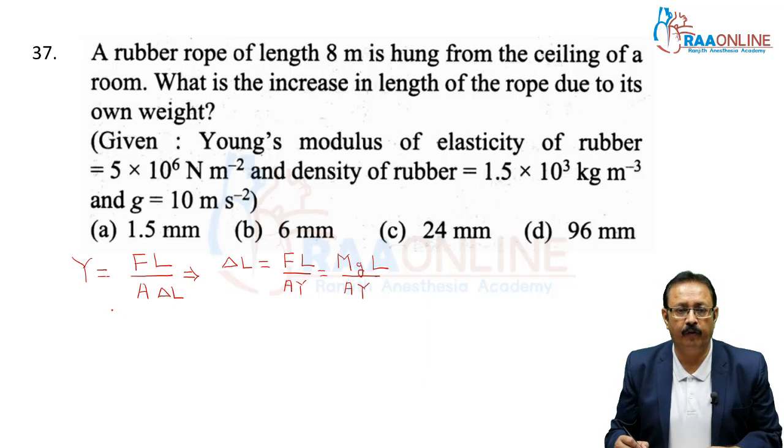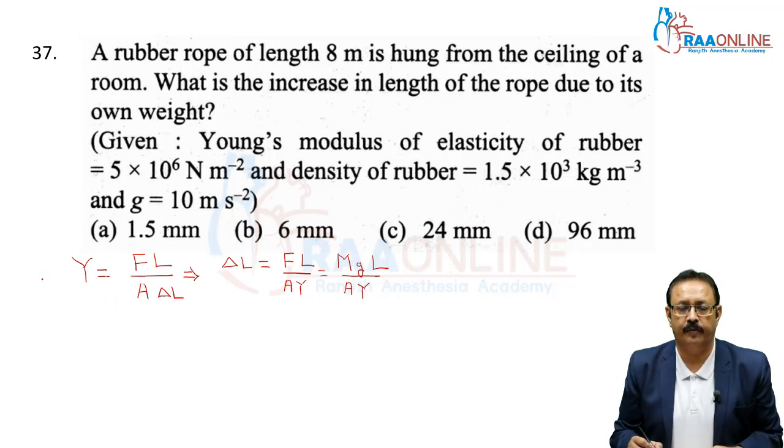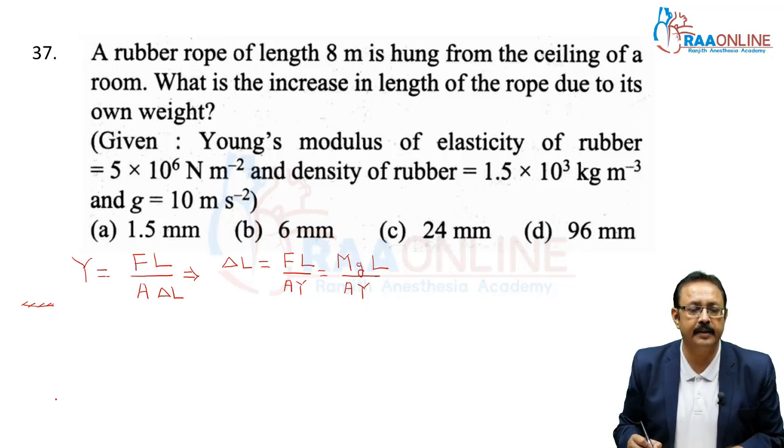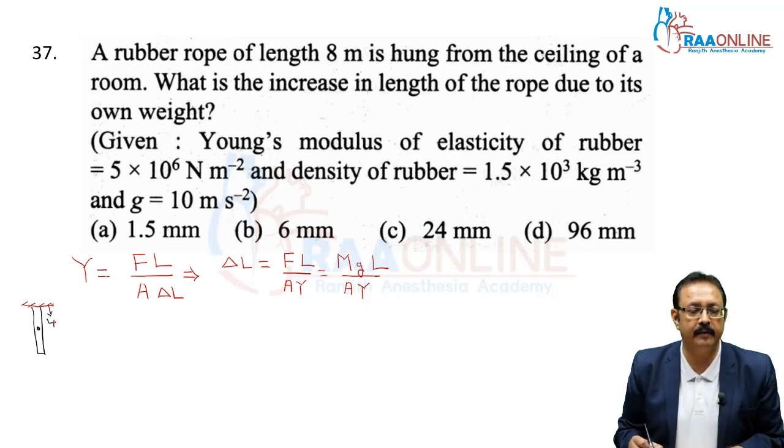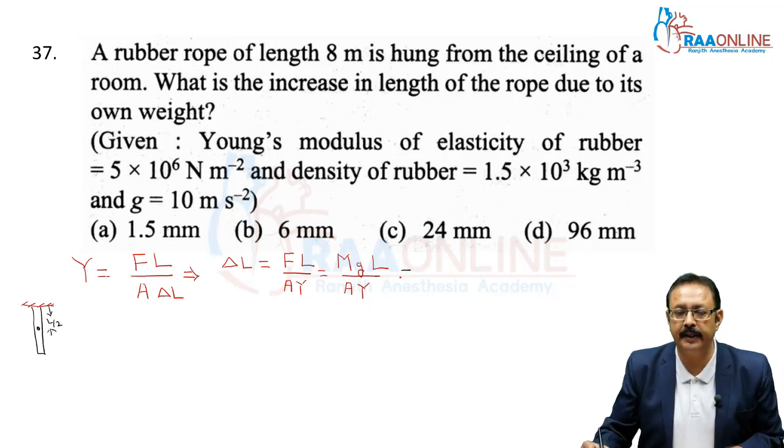Now, what do we have to take care of? Length is not given. Again, the wire is hung from the ceiling. Weight is acting at this point. Weight of the whole, but acting at this point, means weight is acting on a length L by 2. So first I have to put in place of L, L by 2.